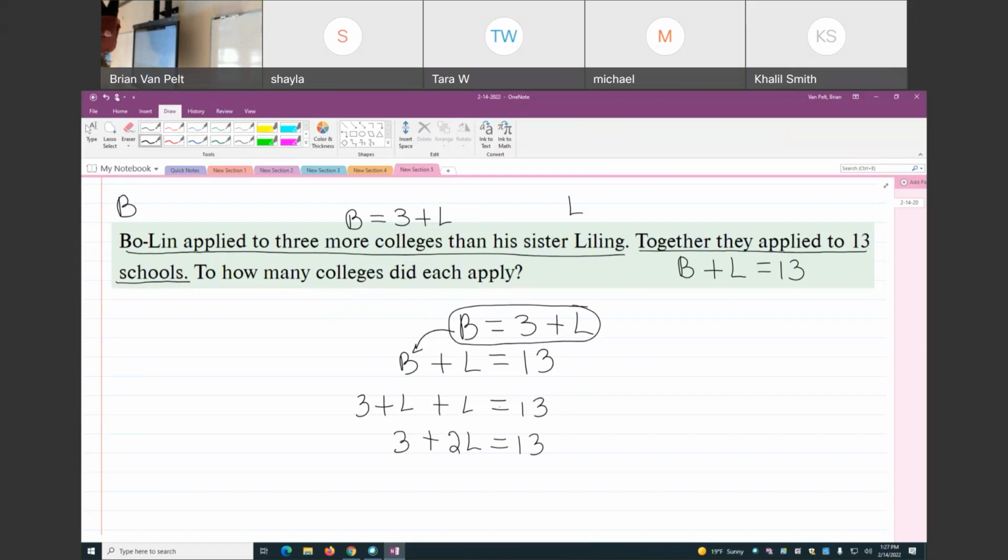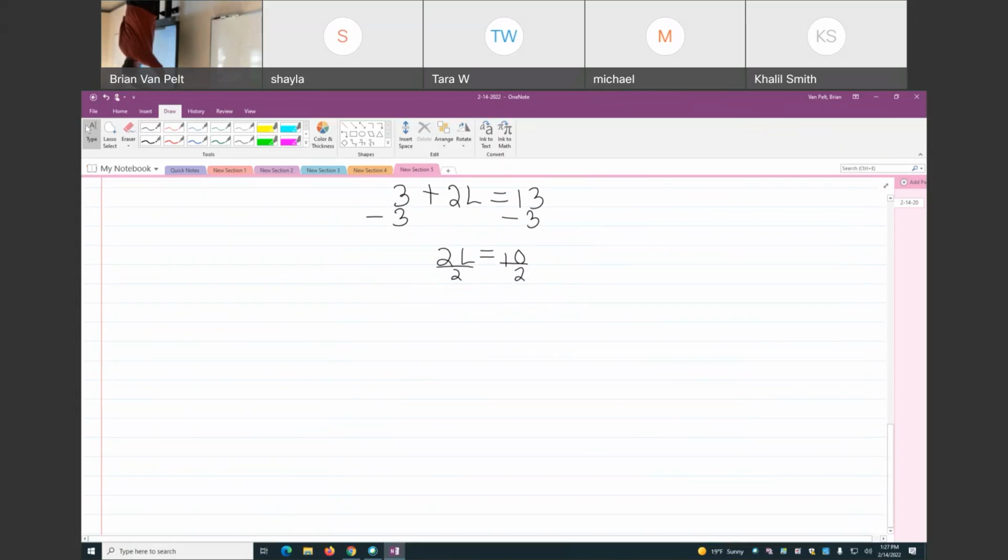Subtract 3 on both sides. So I would get 2L equals 10. Now what? Divide by 2 on both sides. So I end up with L equals 5. Now, what you want to do whenever you get an answer is go back to the problem and see if you answered the question. How many colleges did Lily apply to? 5. So that answers that question.